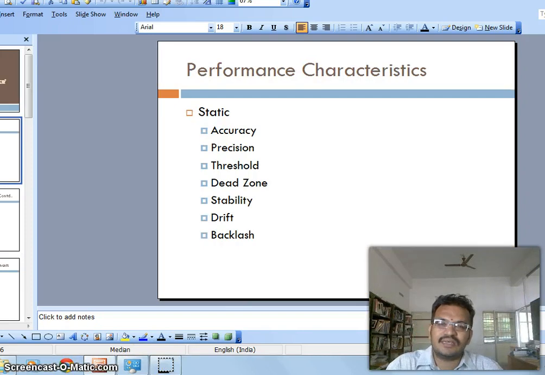The next important thing is the performance characteristics of an instrument that we must know before starting the analysis of electrical measurements. There are two important classifications: one is static and the other is dynamic. The first one is static. There are a number of characteristics accompanied by the static category.